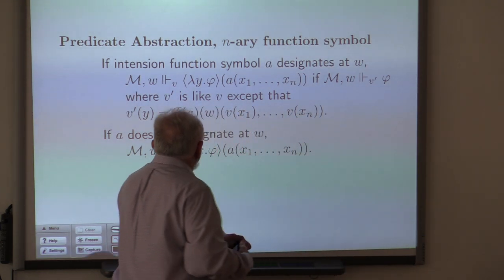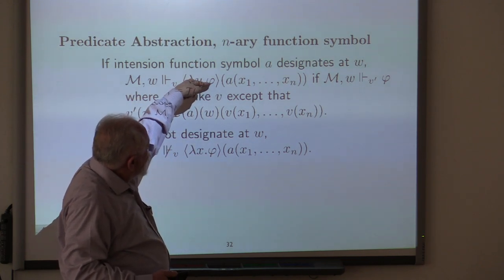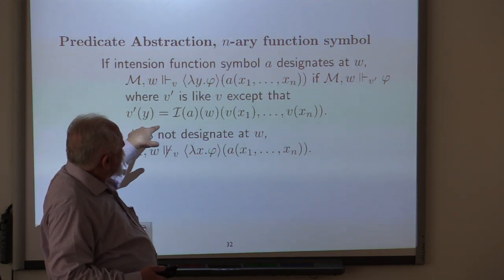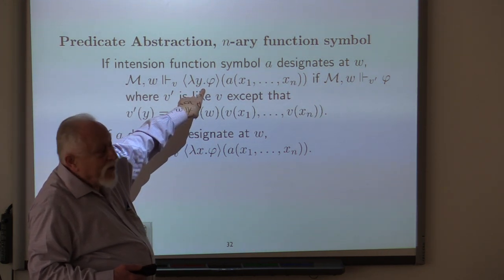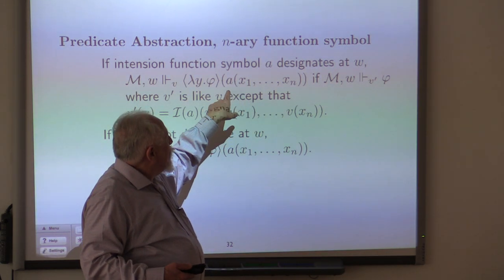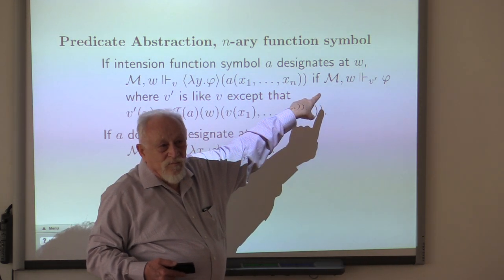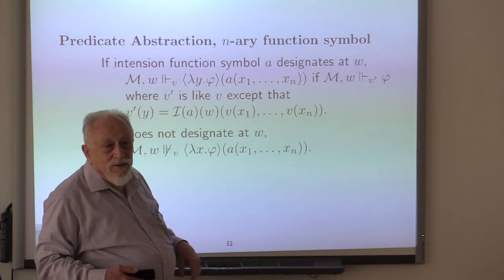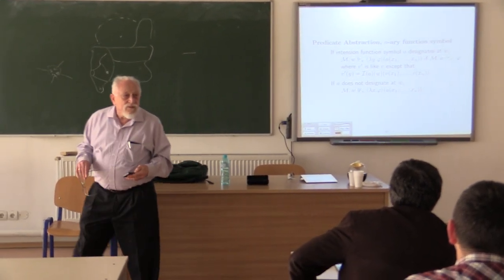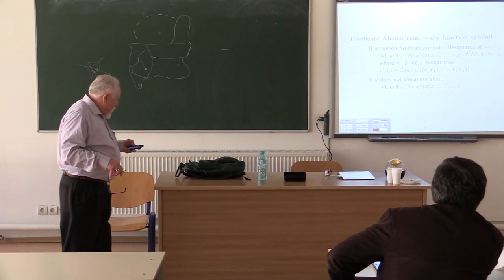So this is the heart of it. So this should be true if this is true with respect to a different valuation that's like the original one, except that it assigns to Y, the thing you're abstracting over, what this thing designates at that level. And to get that, you have to see what function was associated with A and apply it to the values of these things. Did everybody get this one? This is the key thing. Does anybody not have this? Two-thirds of you. Which two-thirds? Okay.